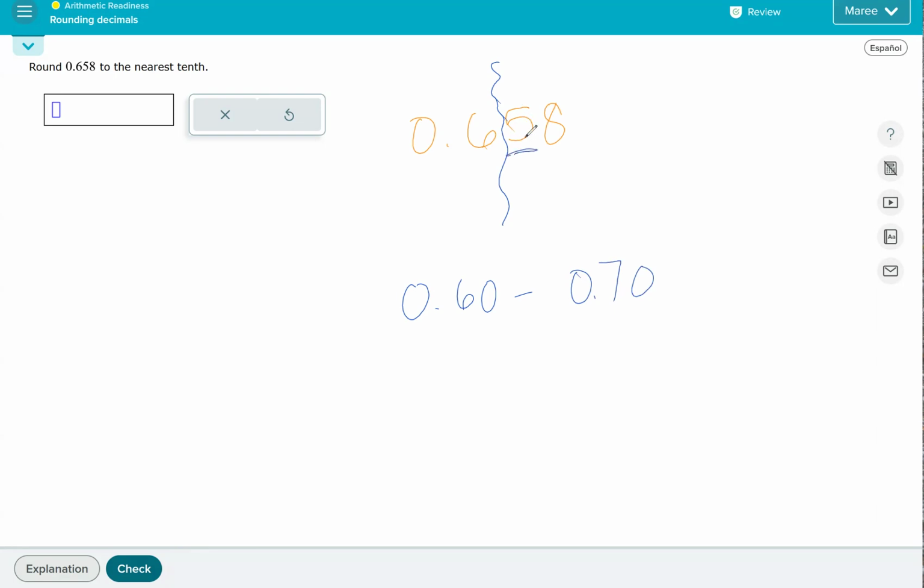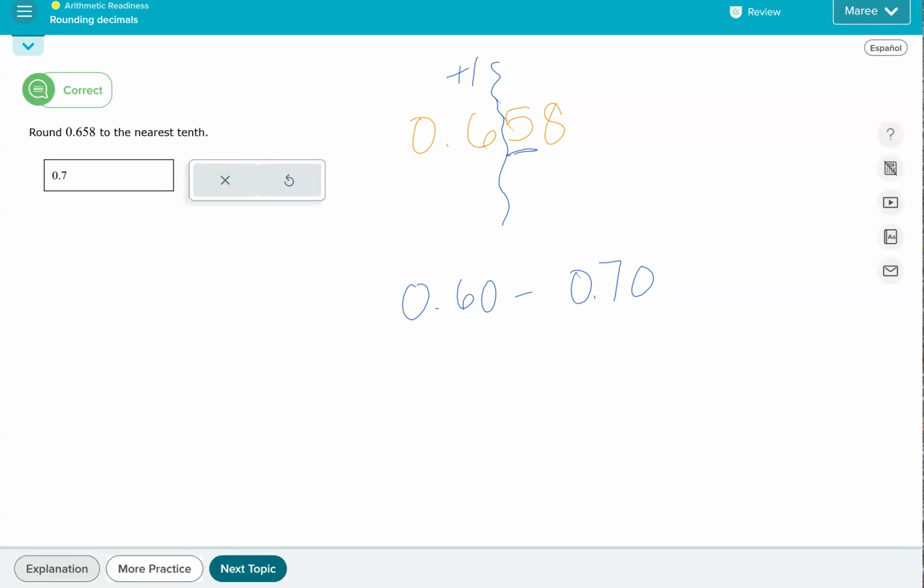If it's 5 or greater, you have to add 1 to the 6. So it will be 0.7. And we have to stop there. We can't have any more decimals past that tenths spot because we're rounding to the tenth. So it has to stop there.